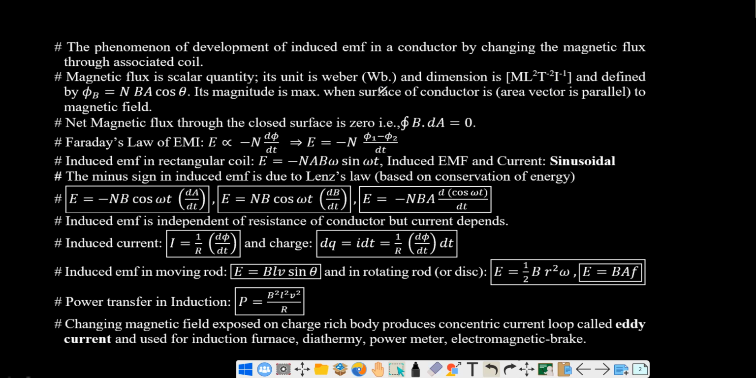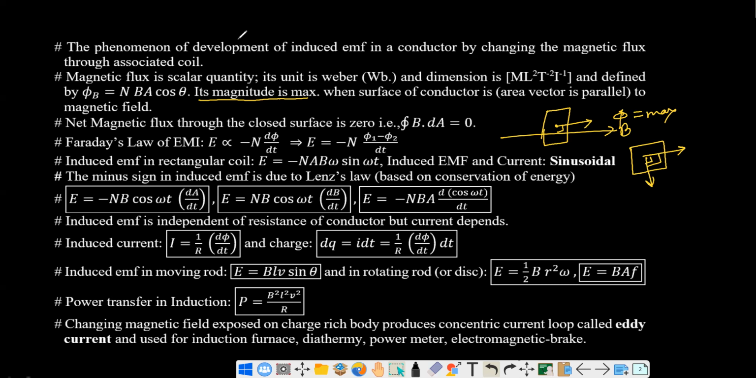So when the surface of the conductor, that is the area vector, is parallel to the magnetic field, its magnitude is maximum in that case. For example, suppose this is our area, and the area vector is pointing outward. The area vector is always normal to the surface and pointing outward, and if our magnetic field is this way, then the magnetic flux will be maximum. And for example, if the area vector is pointing downward, and our magnetic field is this way, then the total magnetic flux is going to be 0 in this case.